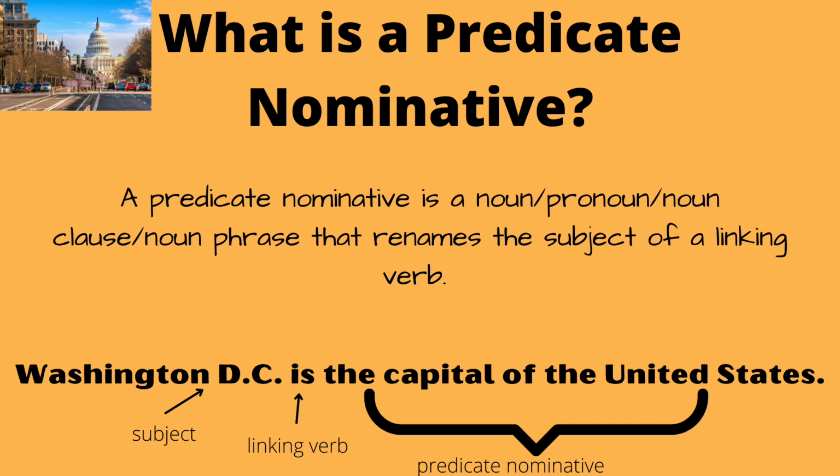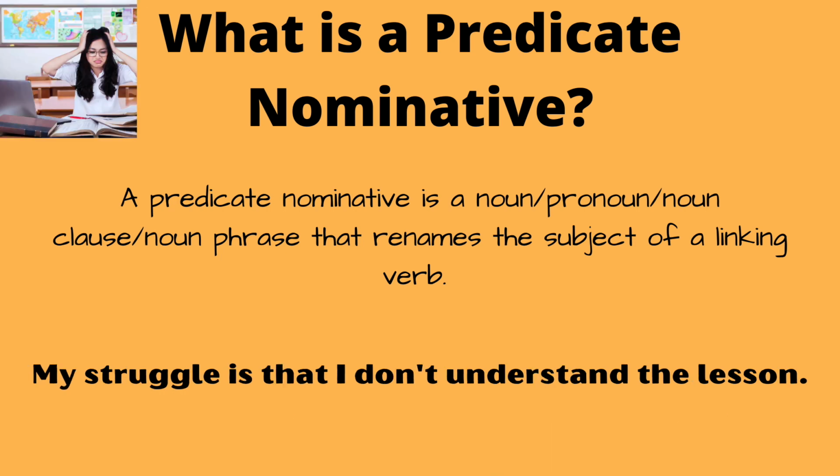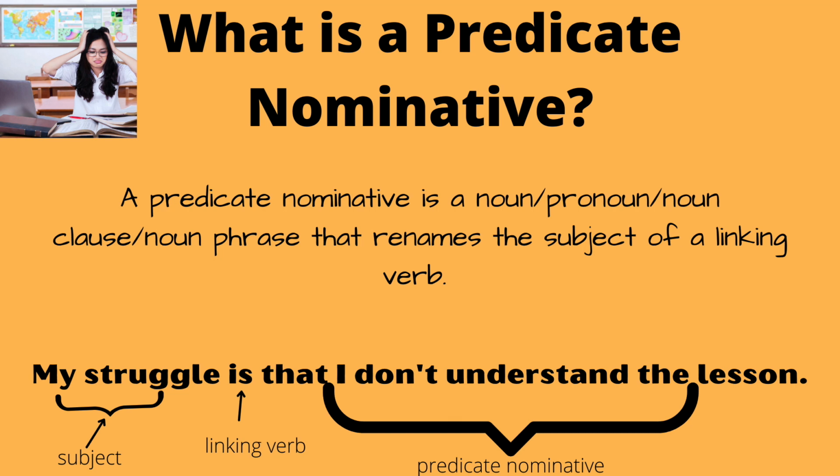Next, we have the sentence, my struggle is that I don't understand the lessons. Here, our subject is my struggle, and that is linked to the predicate with the linking verb is. Our predicate nominative in this case is the whole noun clause, that I don't understand the lessons. Remember, noun clauses are a type of clause that act as a noun in a sentence, okay? Because they can act as a noun, we can use them as predicate nominatives.